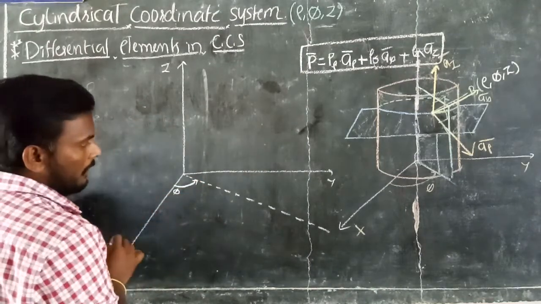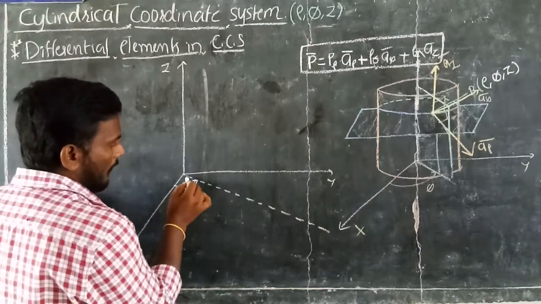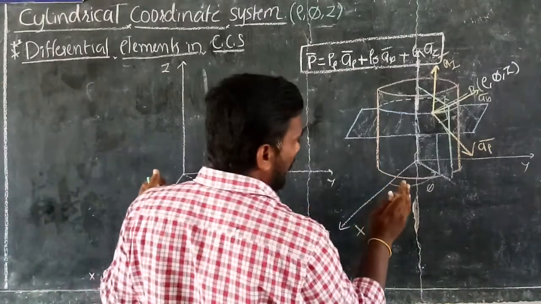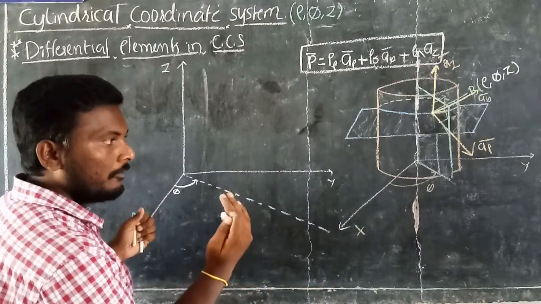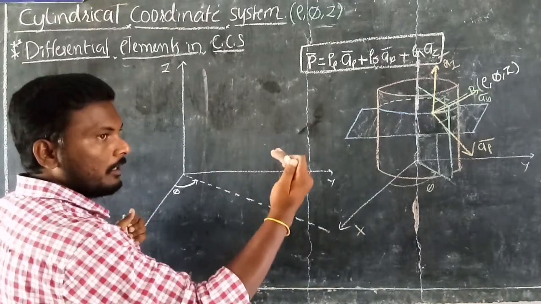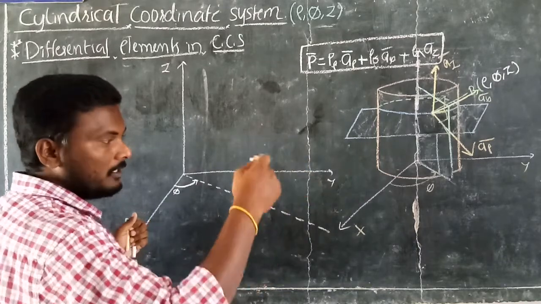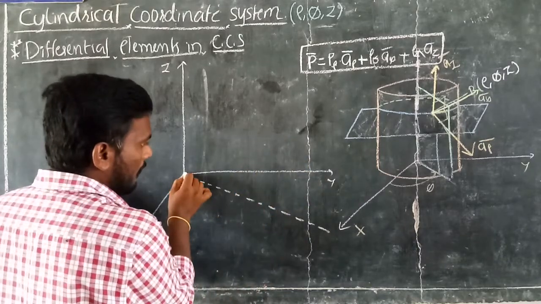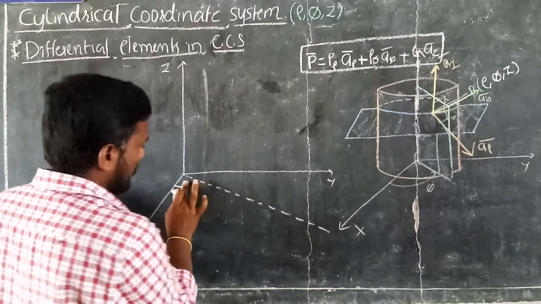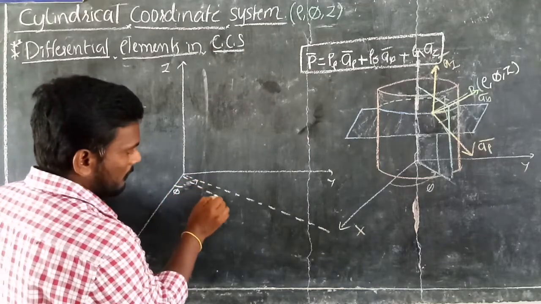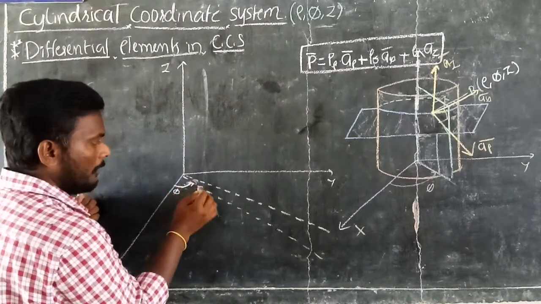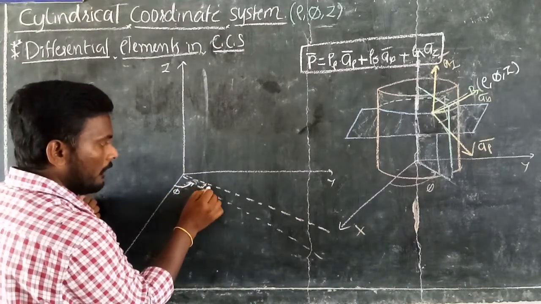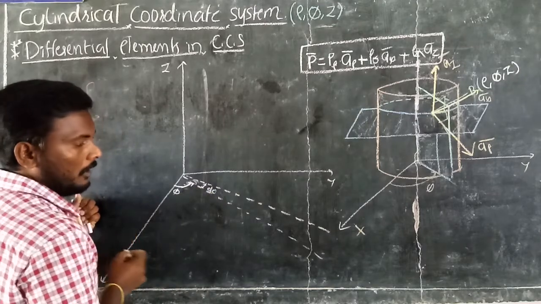Similarly, I am changing the angle. So in the differential element, what am I doing? I am changing the angle from phi to phi plus d phi. So how much amount of angle am I changing here? This is the initial angle phi, and I am changing the angle by the d phi amount.